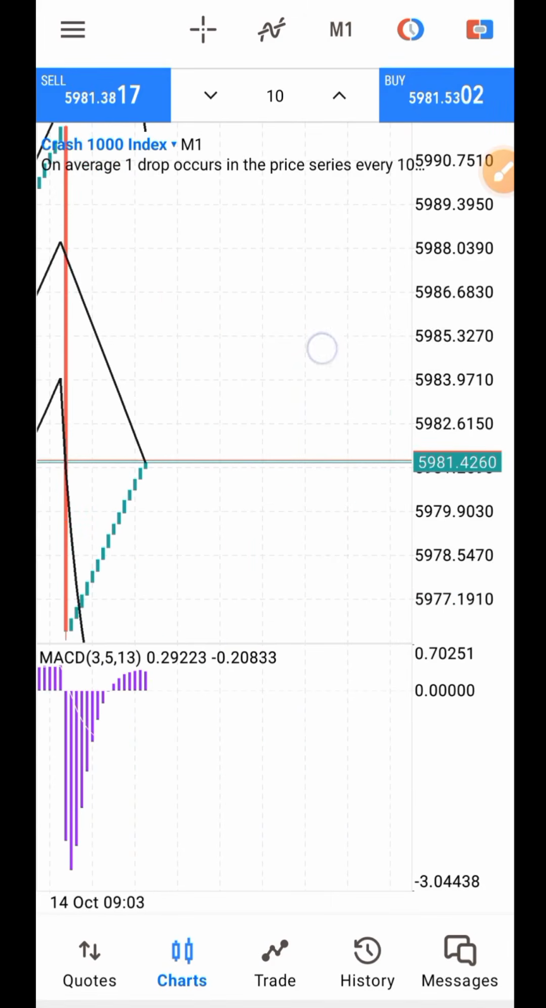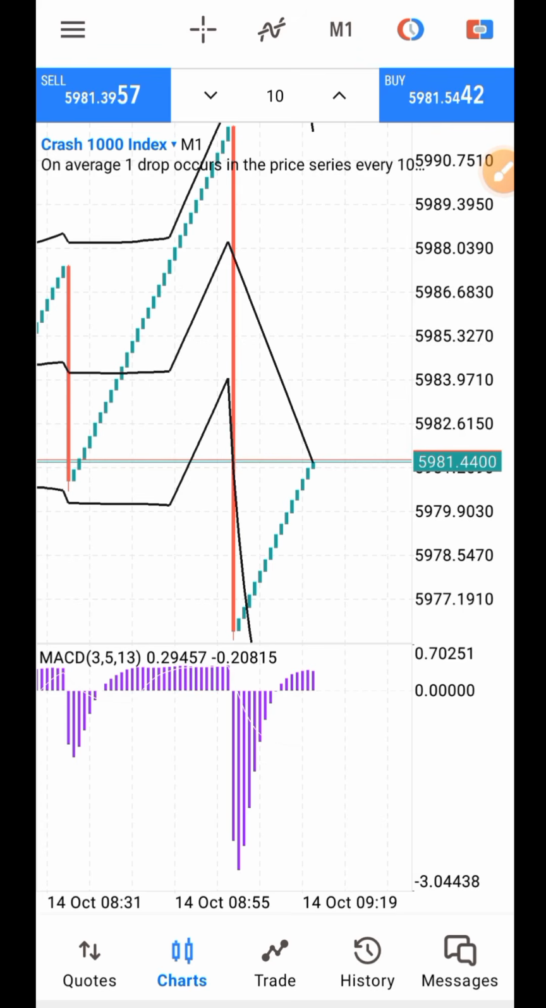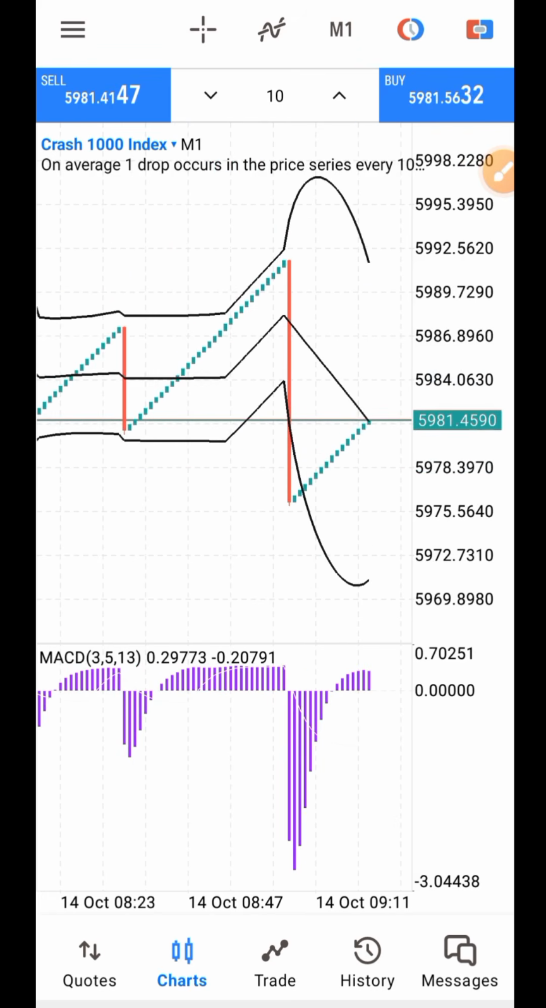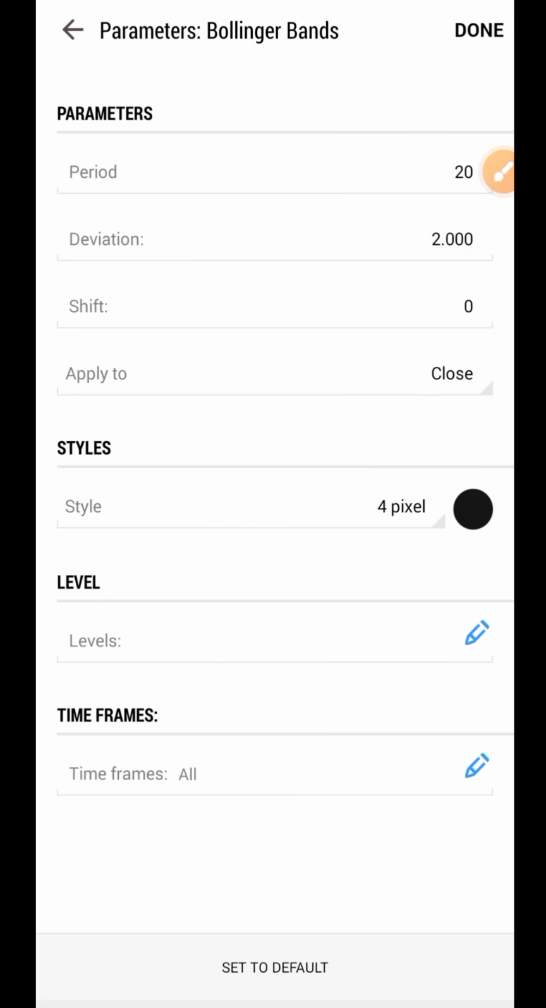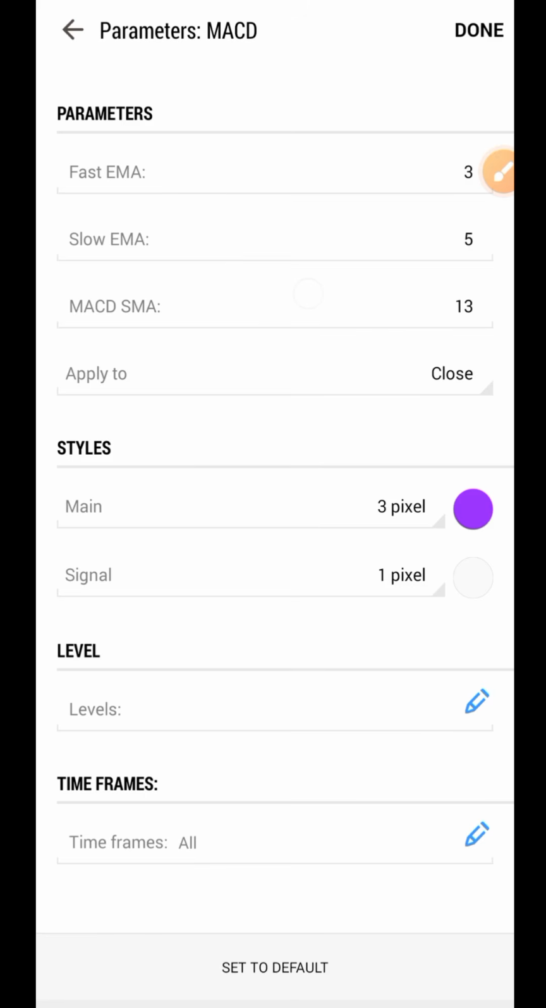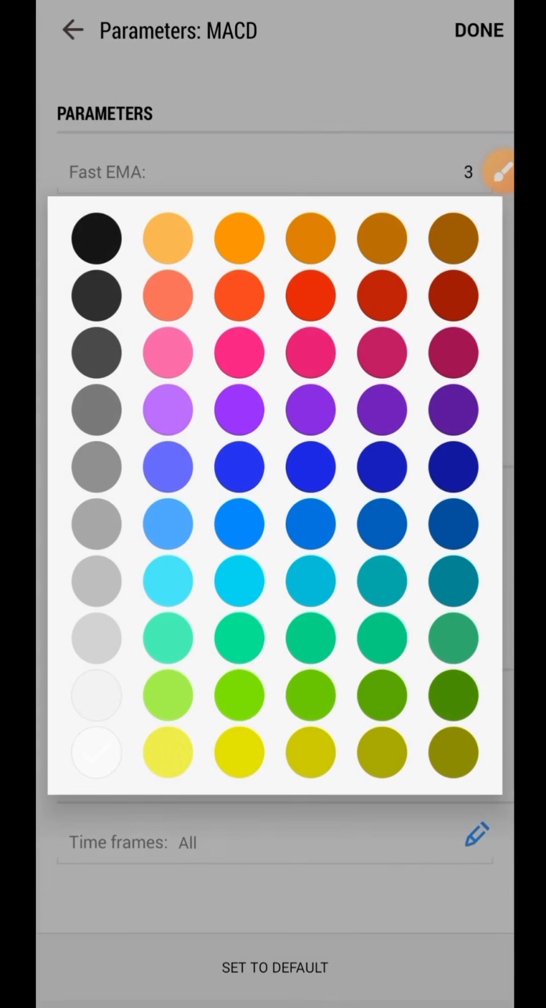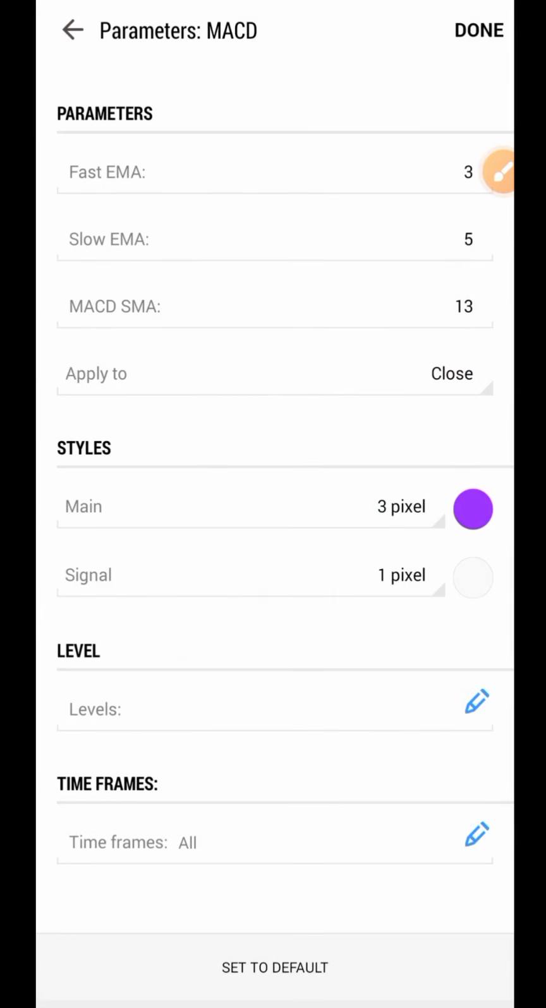Sorry, I remember I forgot to show you the settings. The video is not complete without showing you the settings of the indicator. So the Bollinger Band period is 20, deviation is 2.000, shift is 0, apply to close. You can take screenshots, click on done. The MACD period: fast MA is 3, slow MA is 5, MACD SMA is 13. Apply to close. Main is 3 pixels. Signal, you don't need the signal, so just use the background color of your chart, then click on done after that.